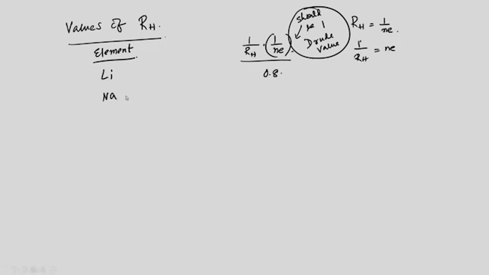Then sodium has a value of 1.2, which is symmetrically placed. Then we have potassium, it is 1.1, and so on. Cesium is exactly 0.9, and so on. So these are the alkali metals, and then you have copper, which is known to be a good metal, it is 1.5.